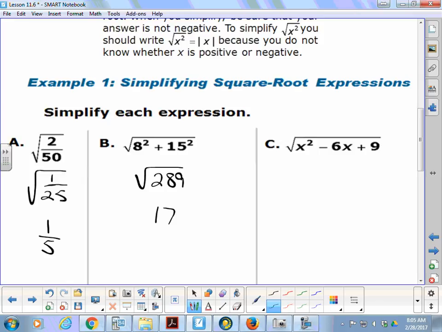Now expressions like letter C, that is a perfect square trinomial there, x squared minus 6x plus 9. So I'm going to factor that first. So it becomes the square root of (x minus 3) squared. And so when we undo something that's squared, like they had up here with the absolute value of x, this would be the absolute value of x minus 3, because we don't know whether that would be positive or negative.